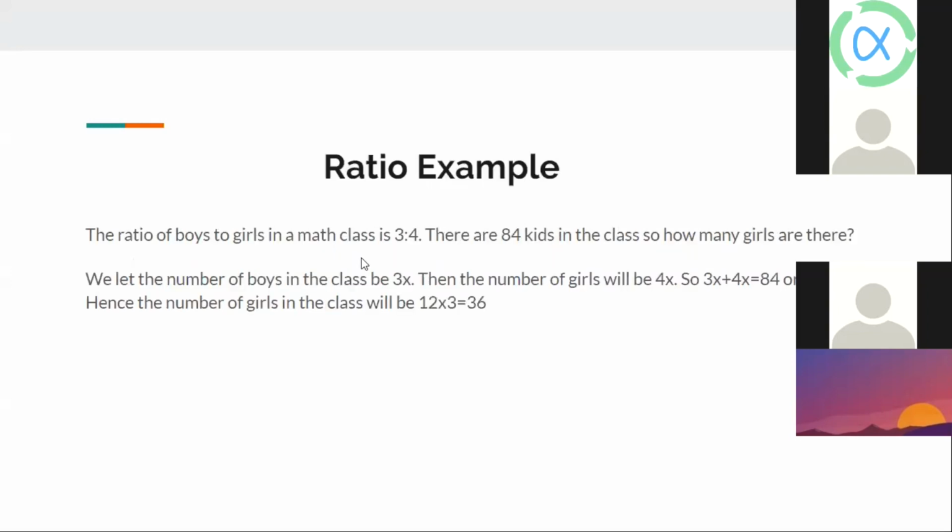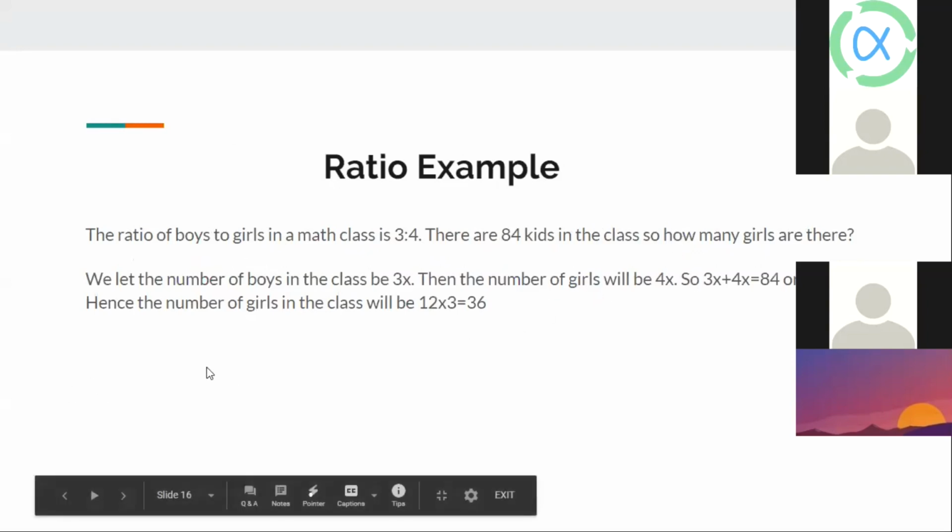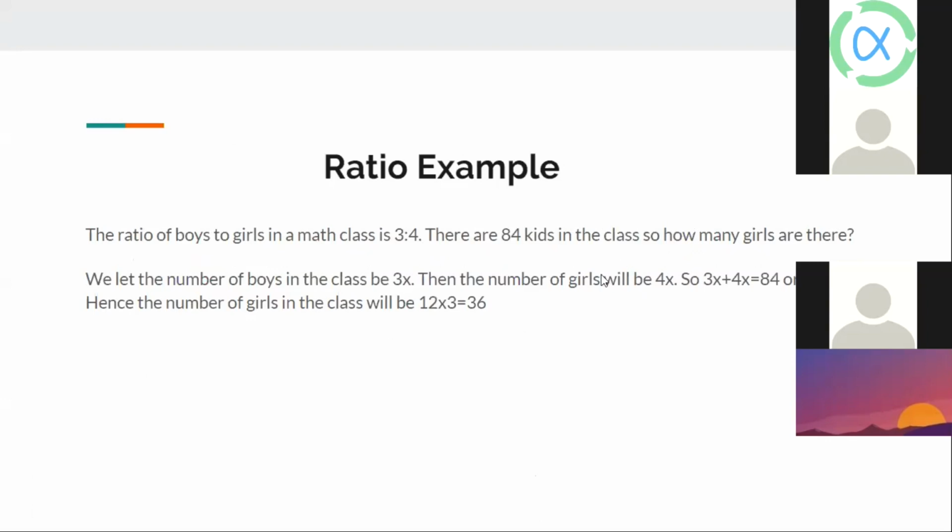Okay, so here's an example question you'll probably see. It says the ratio of boys to girls in a math class is 3:4, and there are 84 kids in the class. So how many girls are there? If you let the number of boys in the class be 3x, then the number of girls in the class has to be 4x, since the ratio is 3:4. So then you're going to get 3x plus 4x is equal to 84, or 7x is equal to 84, so x is equal to 12.